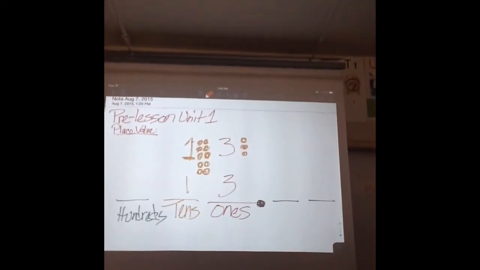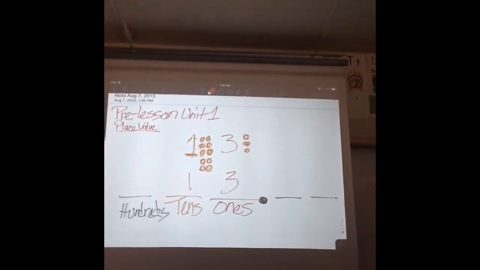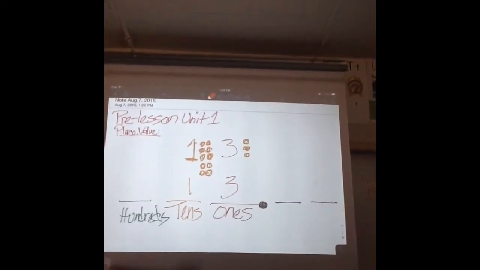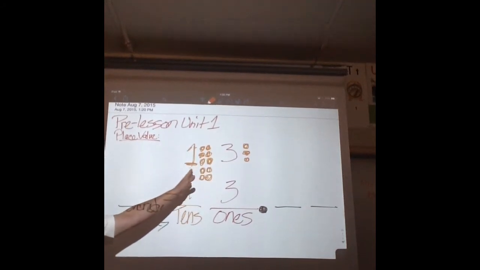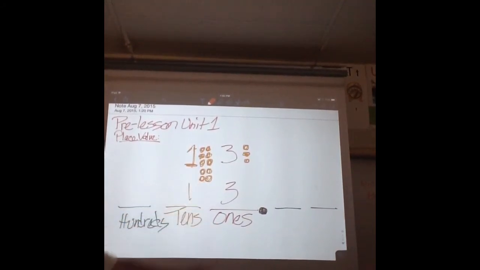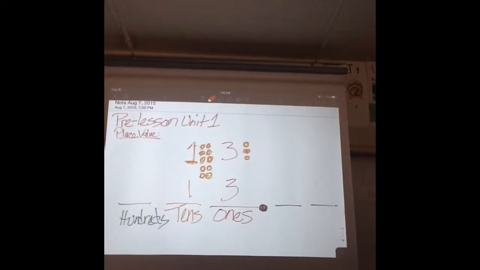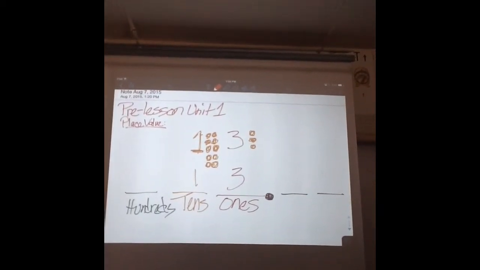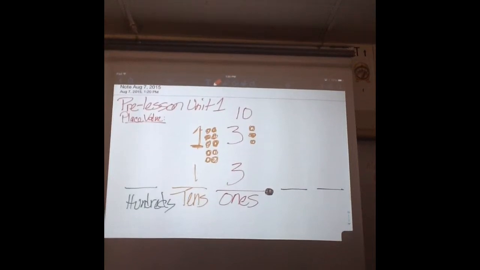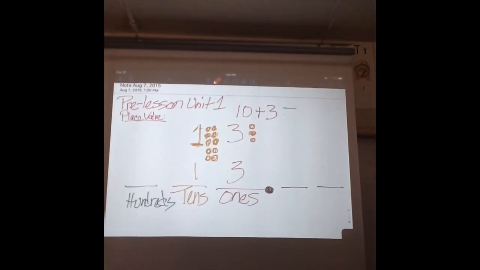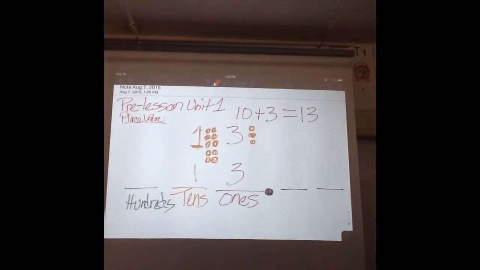So, could we write this mathematically? How could we write 13 mathematically? How could we write it in a math sentence? 10 plus 3. 10 plus 3 equals 13.